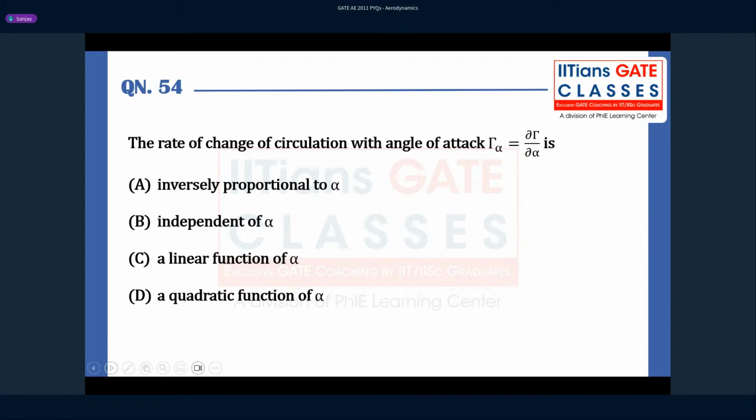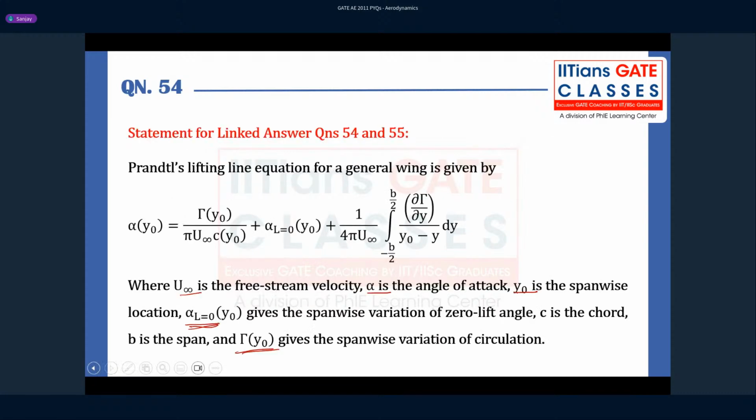Now let's see what the questions are. There are two questions under this. The first question is the rate of change of circulation with angle of attack, that is dou gamma by dou alpha. What is the derivative of circulation with respect to alpha, right? See, when they have given you such a passage, it looks like you really have to depend upon the passage to answer this question, right? But that's not the case.